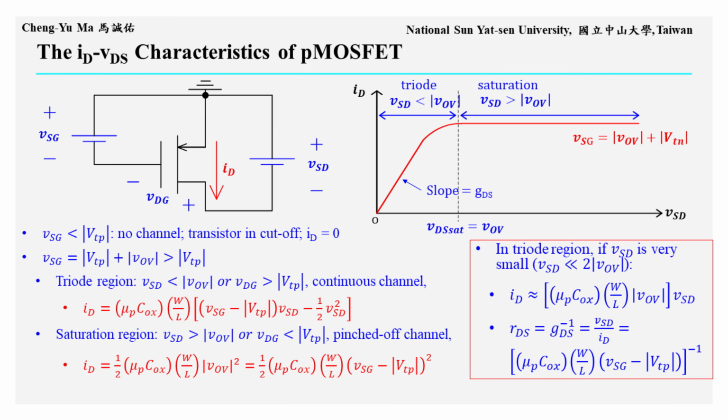In the PMOS triode region, if VSD is much smaller than 2 times absolute VOV, the drain current can be approximated as ID equals mu p C oxide W over L times absolute VOV times VSD. Under this small VSD condition, the device behaves like a resistor RDS. The resistance RDS is the inverse of GDS, or VSD over ID, and equals the inverse of mu p C oxide W over L times the quantity VSG minus absolute VTP.